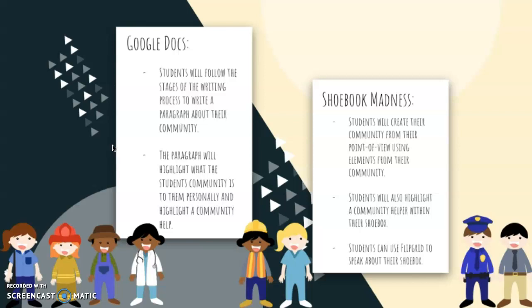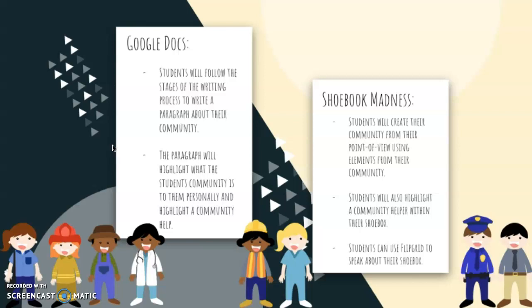So within their shoeboxes, they're going to give the teacher a point of view of their point of view using elements from their community to create this shoebox. So whether that's dirt or rocks or something, they're going to bring something in from their community. Students will also highlight a community helper within their shoebox. So again, if they live near a hospital and they've selected a doctor, then they're going to put a hospital and a doctor.